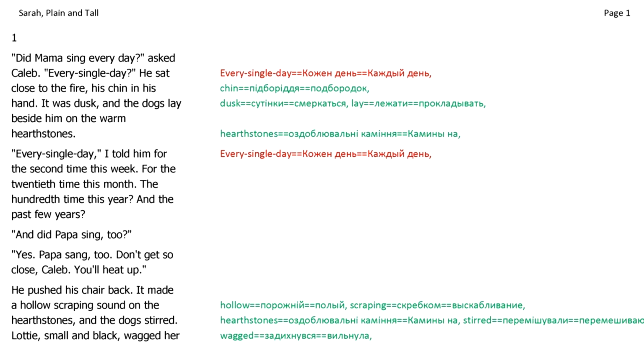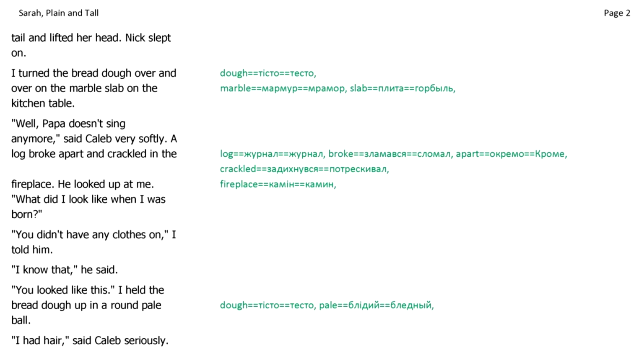He pushed his chair back. It made a hollow scraping sound on the hearthstones, and the dogs stirred. Lottie, small and black, wagged her tail and lifted her head. Nick slept on. I turned the bread dough over and over on the marble slab on the kitchen table. "Well, Papa doesn't sing any more," said Caleb very softly. A log broke apart and crackled in the fireplace. He looked up at me. "What did I look like when I was born?"